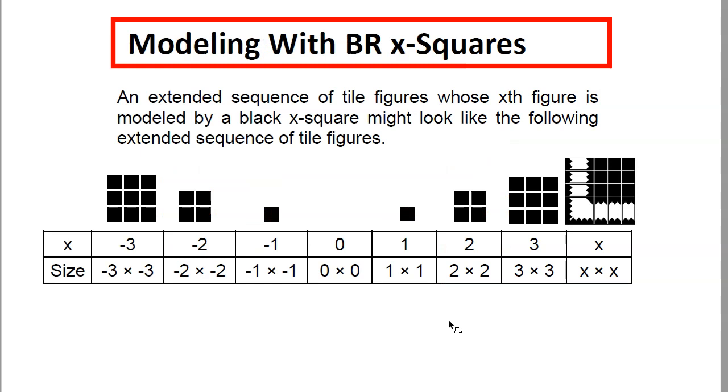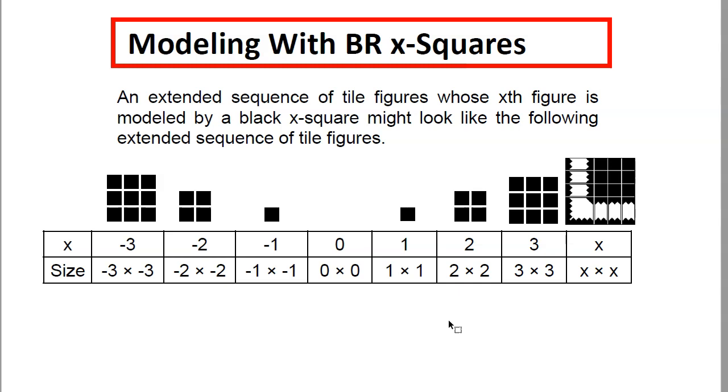How do we model with these black and red X squares? An extended sequence of tile figures whose X figure is modeled by a black X square might look like the following extended sequence of tile figures. You can see that each tile figure is a square array of tiles. Figure 1 is a 1 by 1 array, Figure 2 is a 2 by 2 array, Figure 3 is a 3 by 3 array.